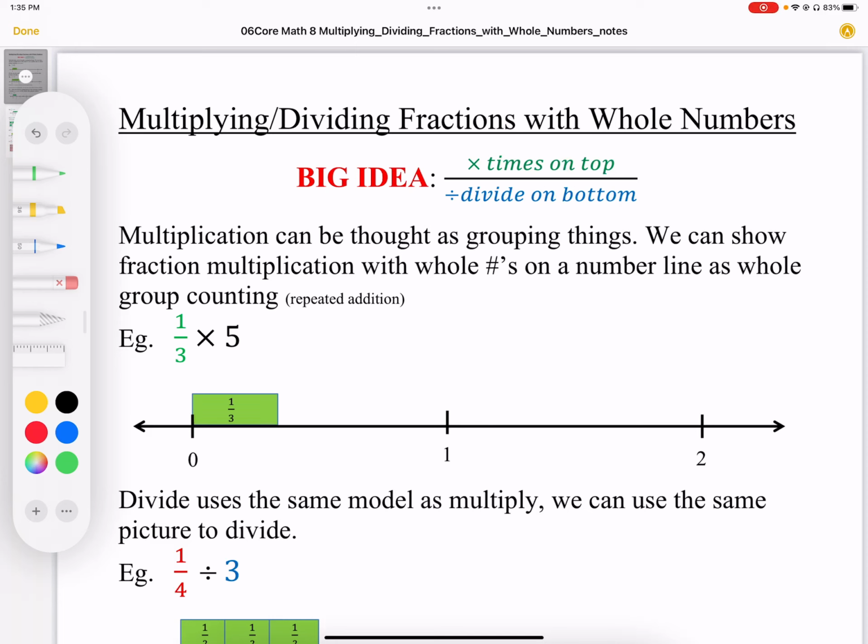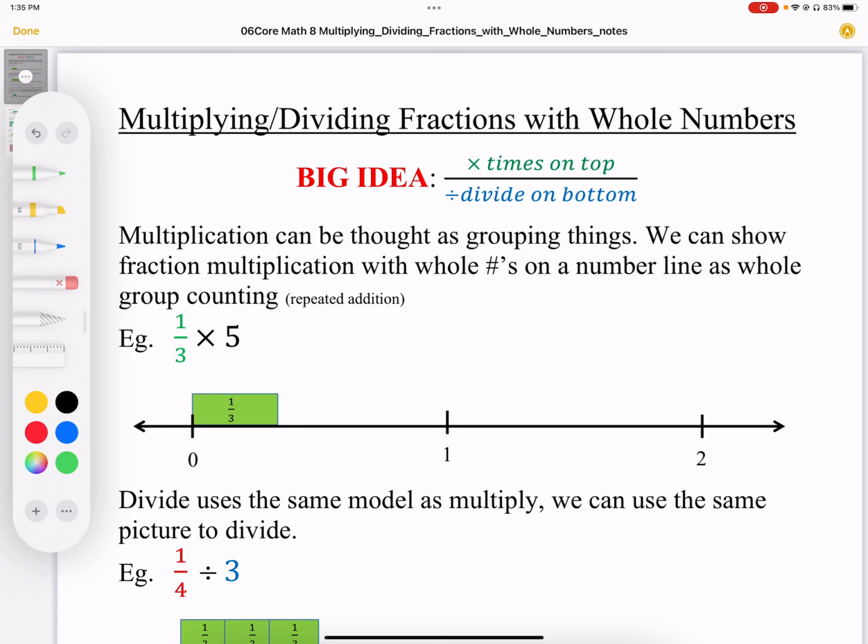Up to now, we've been adding and subtracting fractions. And for adding and subtracting fractions, we needed a common denominator, or the number on the bottom had to be the same. We're going to look at multiplying and dividing fractions now. So we want to think of what are some big ideas to help us understand multiplication and division.